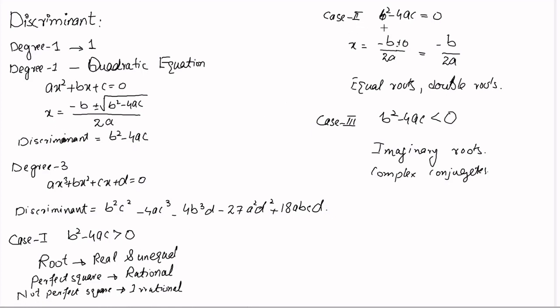Case number 2 is if b square minus 4ac is equal to 0, then the discriminant is 0, then the roots are equal, or we can say that these are double roots. And if b square minus 4ac is less than 0, then the term under the square root is a negative number, and that negative number will result in imaginary roots or complex conjugates. Hopefully, this is easy to understand, and I have given you some intuition to how the discriminant can tell us about the characteristics of the roots.